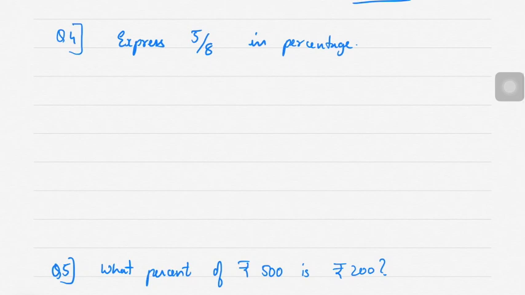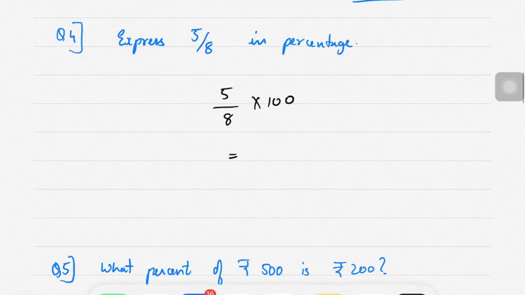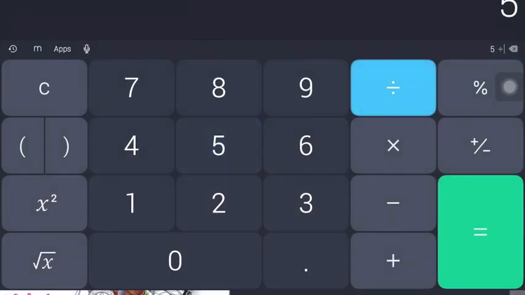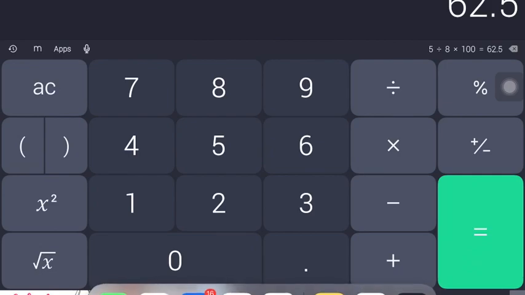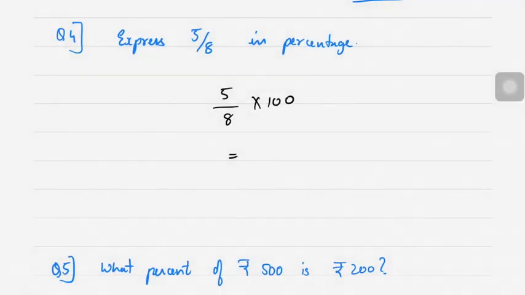Express 5 by 8 in percentage. Okay, you have to write 5 by 8 in percentage. Very simple. What you will do? 5 upon 8 into 100. 5 upon 8 into 100 is how much? 5 divided by 8 into 100 is 62.5. So 62.5% is the answer. So 5 by 8 is 62.5%.